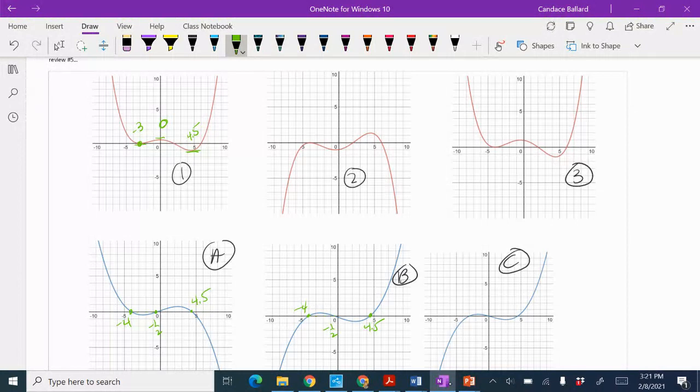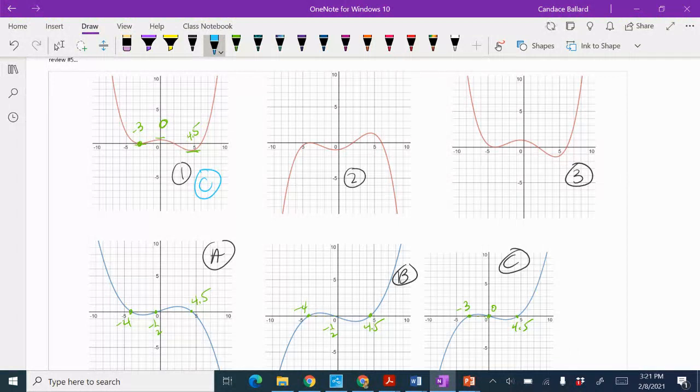So let's check this one out. 1, 2, -3, and then it looks like at 0, and then it looks like at 4.5. So since my zeros match on that one and they don't match any of the others, these two graphs would have to be the same. So this definitely matches graph C.